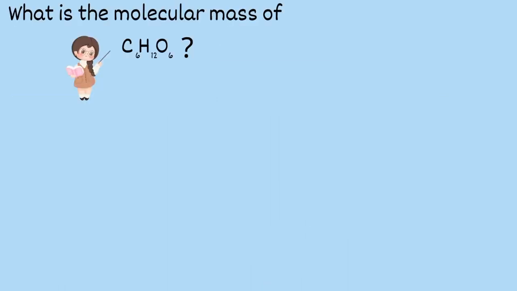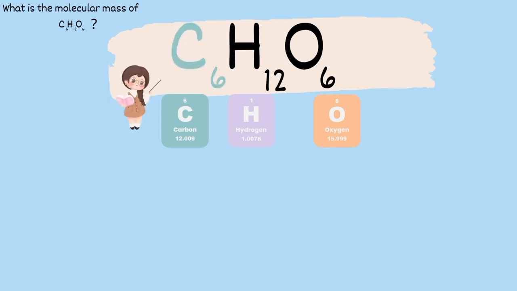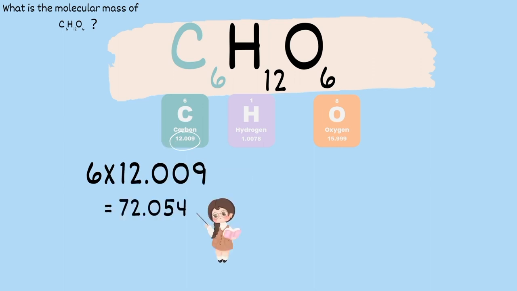What is the molecular mass of glucose? The first step is finding these on the periodic table so we can get their molar masses. Now, we're going to break this compound down by each element one by one. Looking at carbon first, the little 6 subscript tells us that we have 6 carbon atoms here. So we're going to write down 6, and the molar mass is 12.009. So we're going to multiply 6 times 12.009, and we get 72.054.